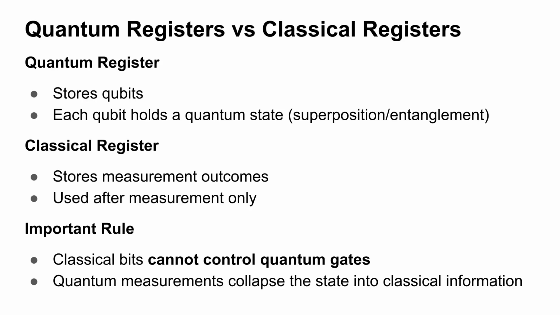The quantum register stores qubits and holds quantum states like superposition and entanglement. The classical register stores measurement outcomes and is used only after measurement. A key rule is that classical bits cannot control quantum gates.